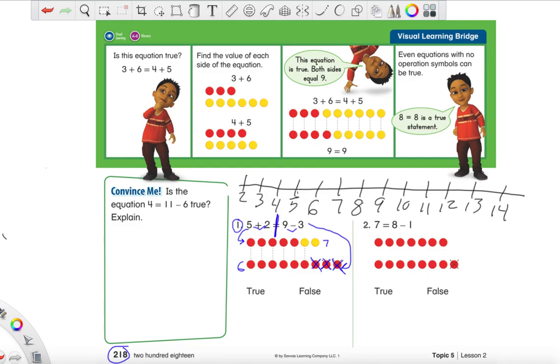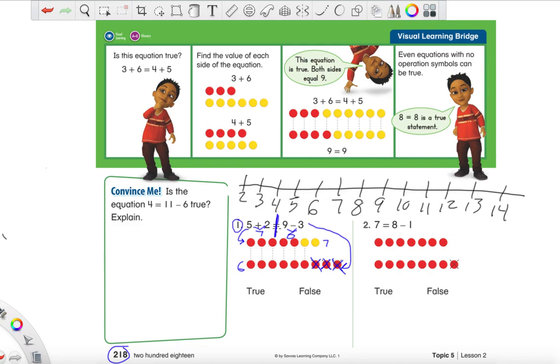We can totally do that. So 5 plus 2, here's 5, make 2 jumps, 1, 2, I landed on 7. So 5 plus 2 is 7. I'm just going to write the numbers on each side of the fence, that's all. And then 9 minus 3, I start on 9, and take away 3. 1, 2, and 3, I land on 6. So 9 minus 3 is definitely 6.